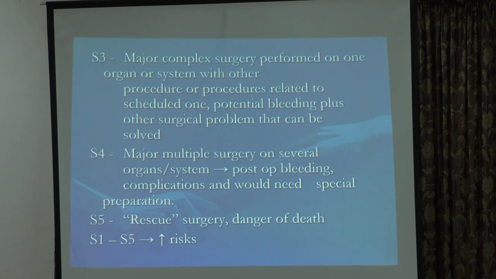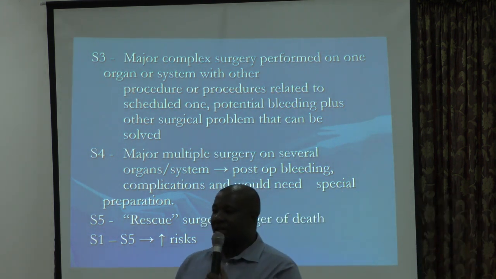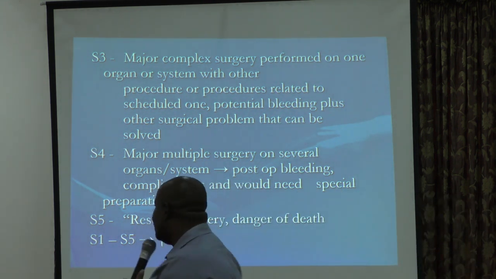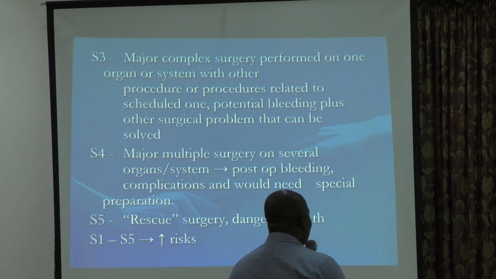S4 is a major multiple surgery on several organ systems. Post-operative bleeding complications may complicate it and would need special preparation. S5 are usually rescue surgeries with the patient at danger of death, for example a ruptured uterus or a ruptured aortic aneurysm. These are rescue surgeries. So the higher the S level, the higher the risk.